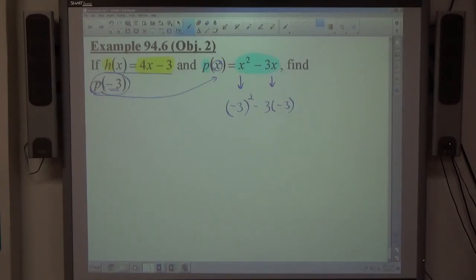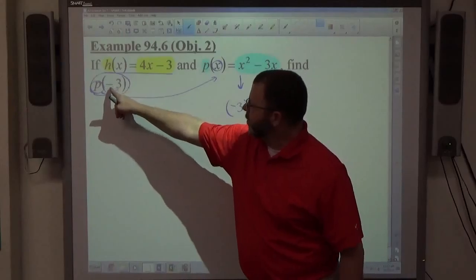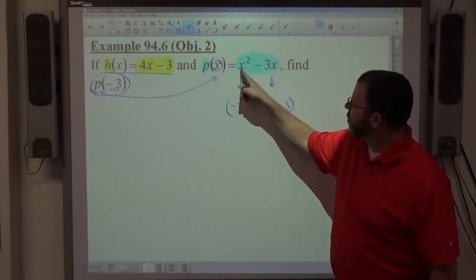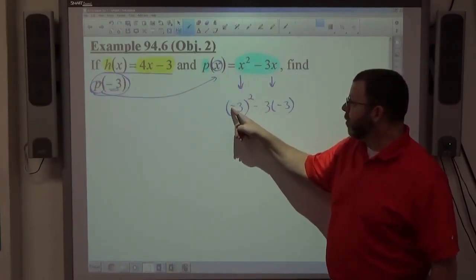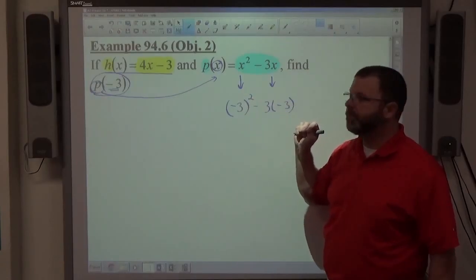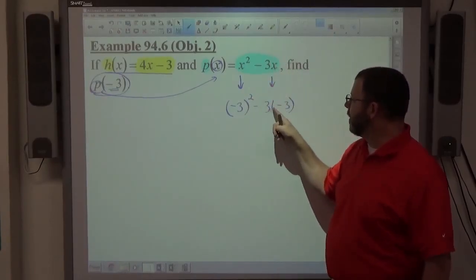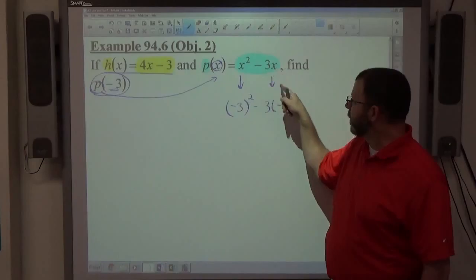X is being squared, so every piece of x is being squared. X is the number in the parentheses. So negative 3, x squared, negative 3 squared means both the negative sign and the 3 are being squared. Then minus 3 times x, 3 times negative 3, and that's minus 3 times negative 3.